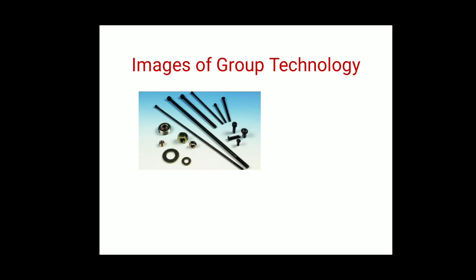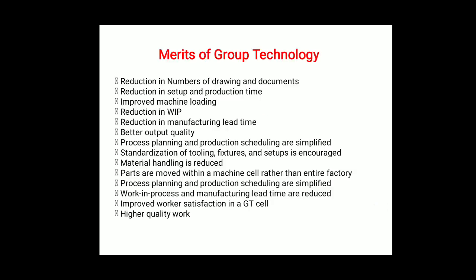Second, composite part. From the design of the part we can again create separate groups. Then production flow analysis, and the last one is classification and codification. We will see these in the next slide. So basically, what are the advantages of group technology?